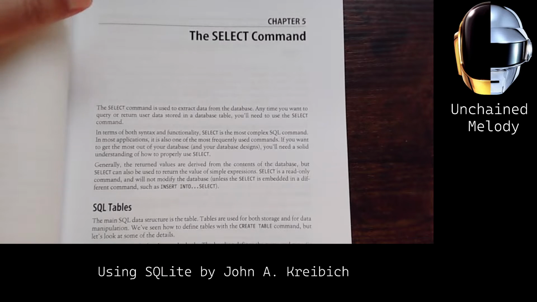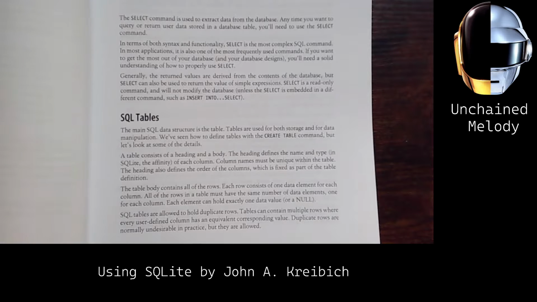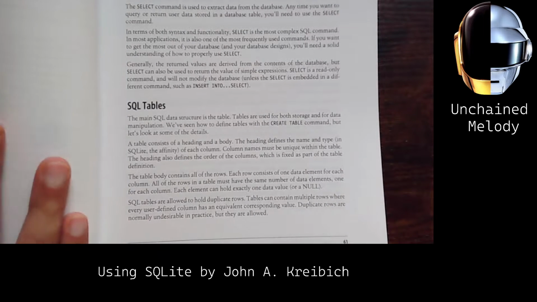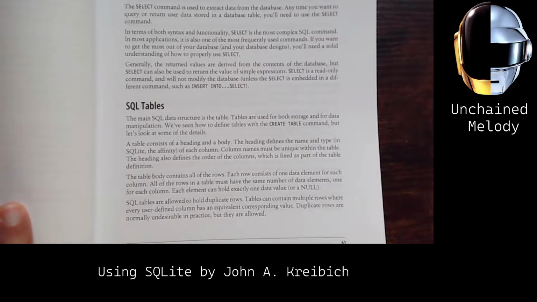SQL tables. The main SQL data structure is the table. Tables are used for both storage and for data manipulation. We have seen how to define tables with the create table command, but let's look at some of the details. A table consists of a heading and a body. The heading defines the name and type, in SQLite the affinity, of each column. Column names must be unique within the table. The heading also defines the order of the columns, which is fixed as part of the table definition.